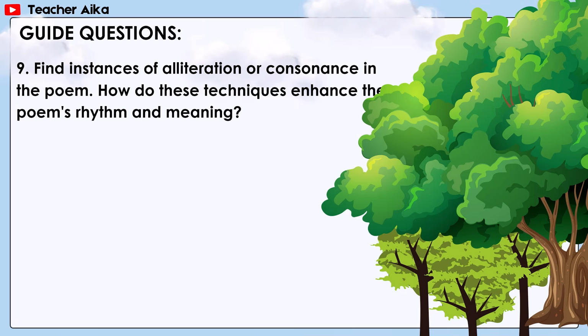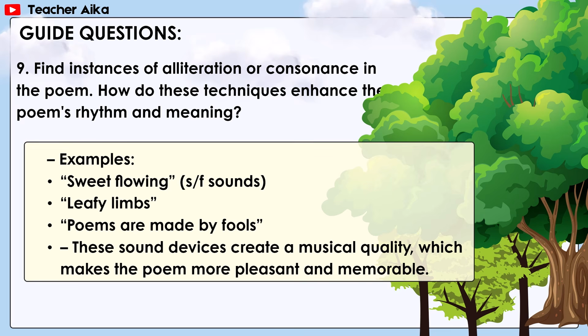9. Find instances of alliteration or consonance in the poem. How do these techniques enhance the poem's rhythm and meaning? Answer. Sweet flowing S and F sounds, or S sounds. Leafy limbs. Poems are made by fools. These sound devices create a musical quality, which makes the poem more pleasant and memorable.